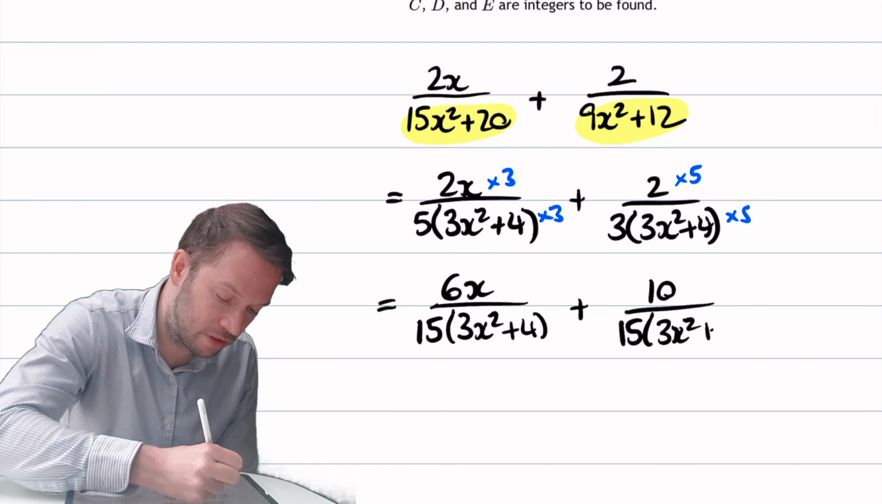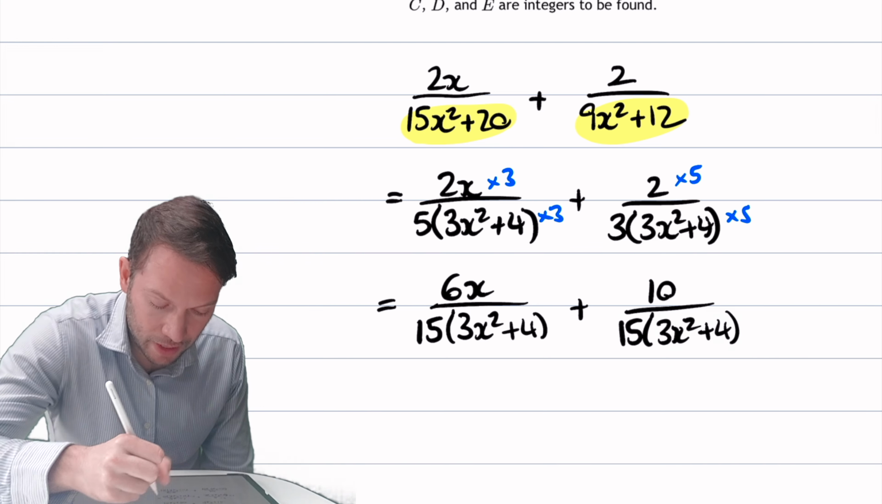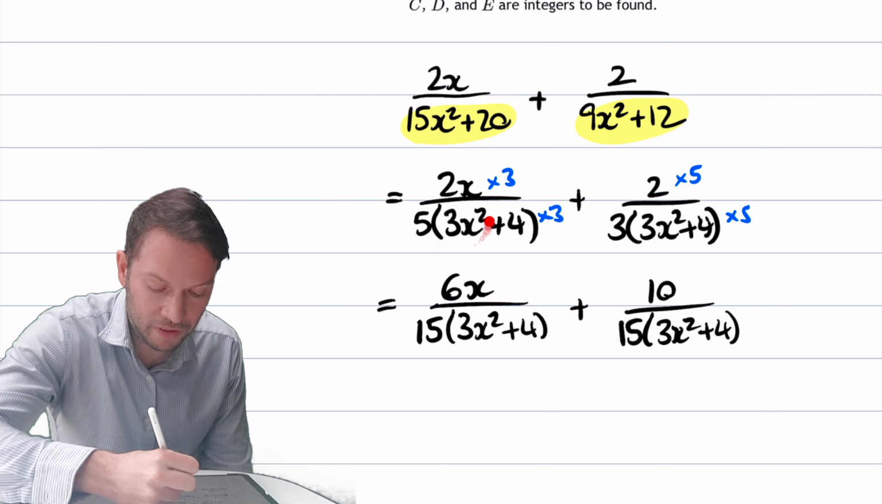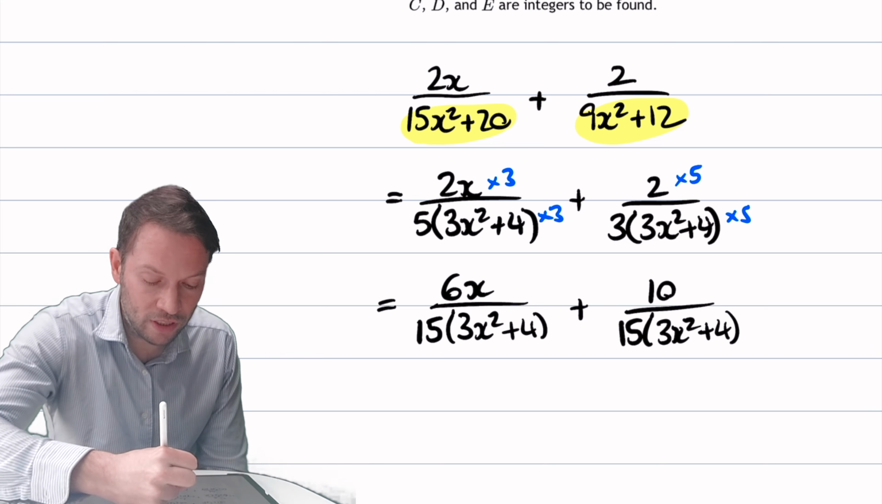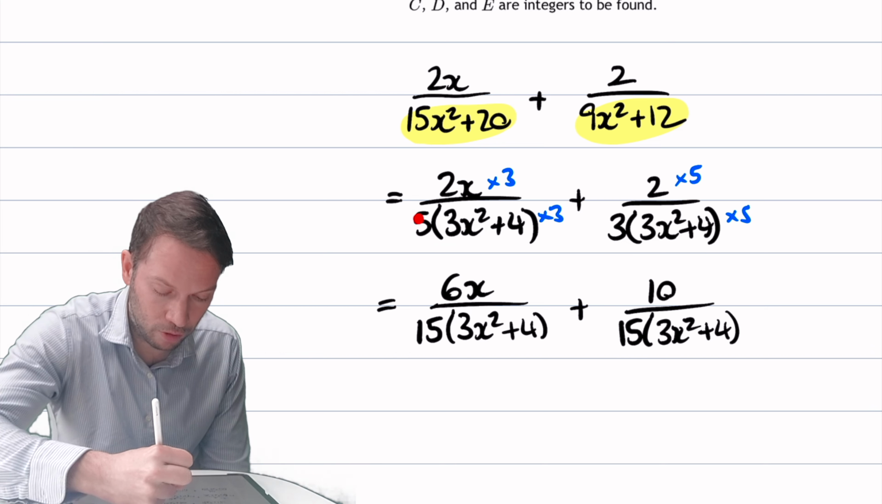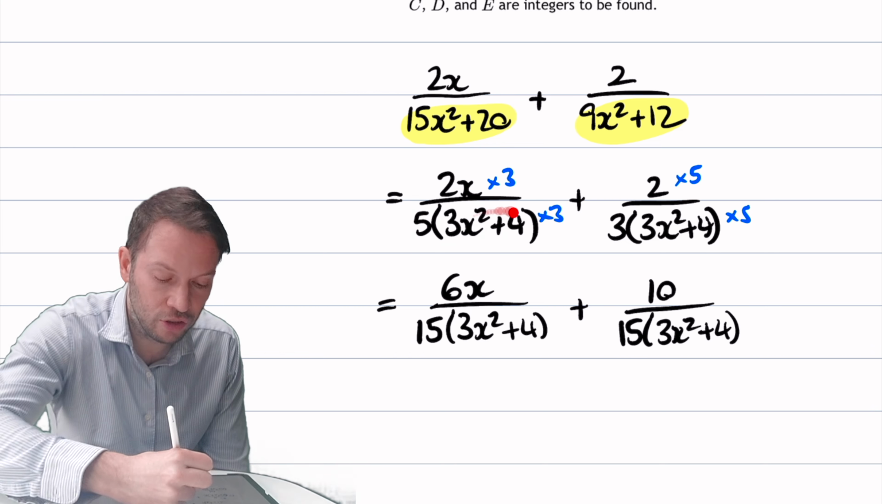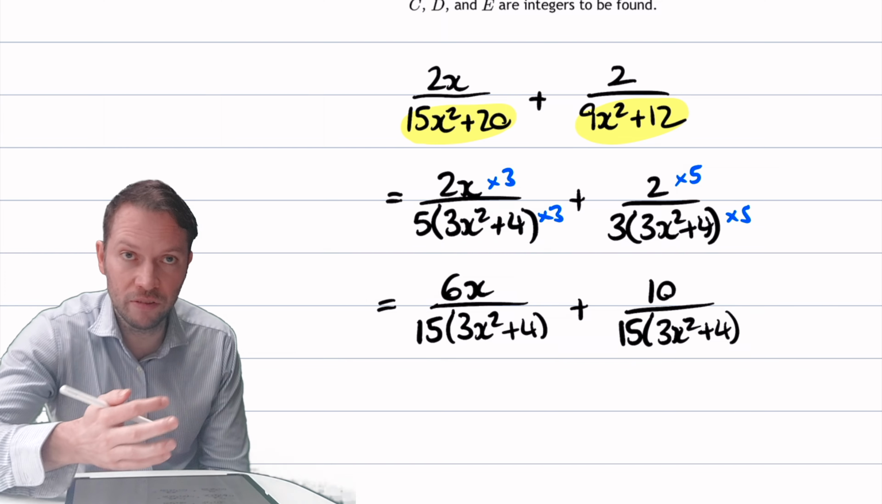Just a quick note to say that when you have a product of this, so 5 times something, and you multiply it by 3, you only times one of these things by 3. So the 5 got multiplied by 3 to get 15, but you don't times this by 3 as well, otherwise it will be too big.